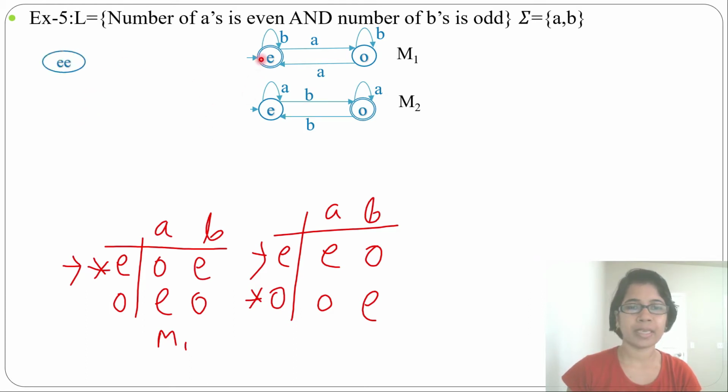So what will be the initial state? Both initial states will be the initial state, so EE will be the initial state. And how many states will there be? There will be 4 states. Here 2 states, here 2 states, 2 multiplied by 2, it is 4 states.